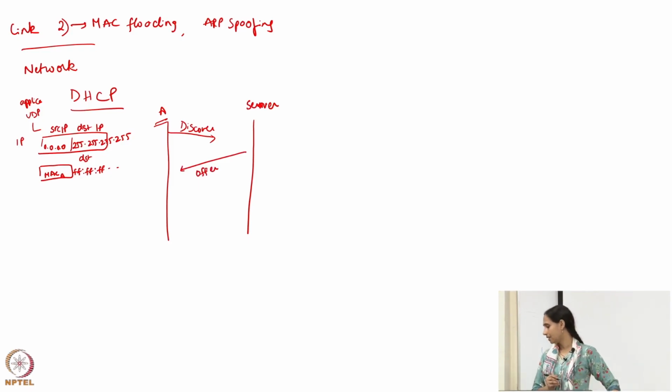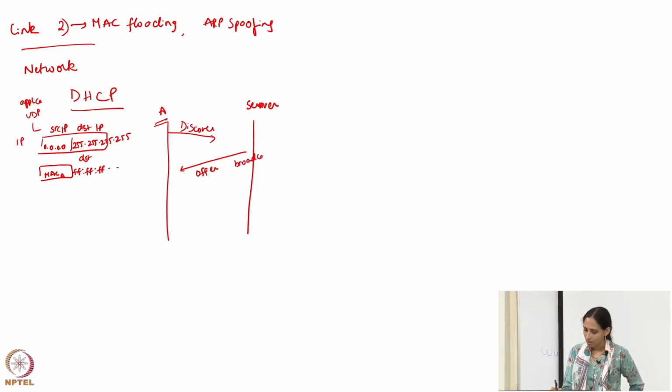Again this offer is also broadcast to everyone, because there is no IP address for it to send to. This guy doesn't have any IP address, so it will broadcast. Within this offer, it will say, okay, you can maybe take this IP address.